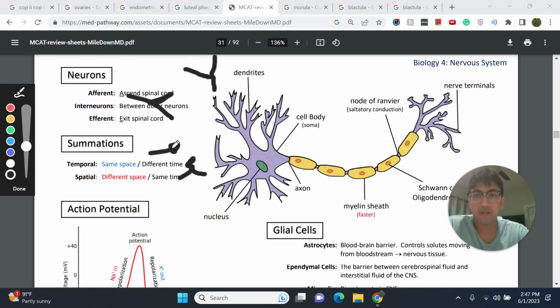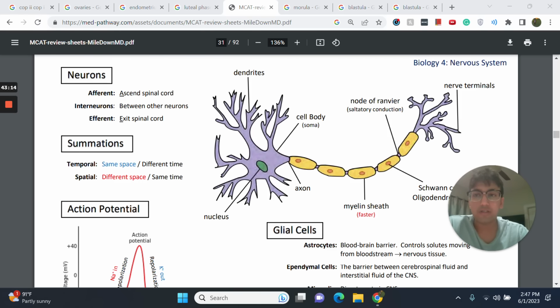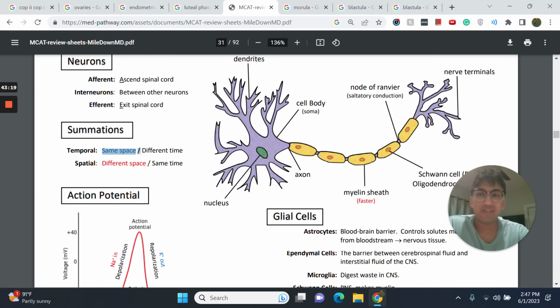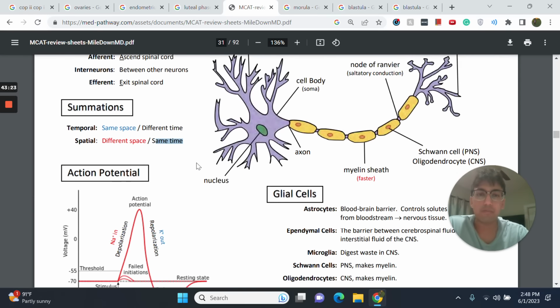Some of them might be sending signals that are like, oh, go, go, excitement. Some of these might be sending signals that are inhibitory, right? But all of these neurons that are surrounding this one neuron might be sending it signals, right? And so you can sum up those signals temporally or spatially. Temporally means same space but different timing, and spatially means different space but same time.